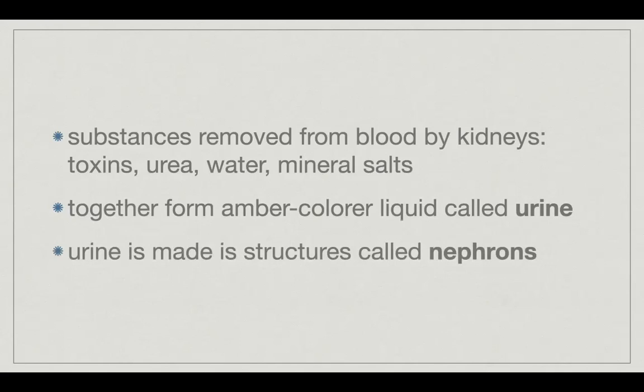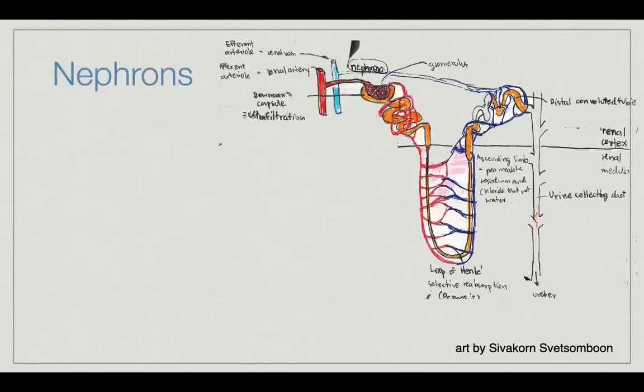Now, inside the kidney, you have about 1 million per kidney of a structure called a nephron. The nephron is the functional unit of the kidney. What I mean by that is the function of the kidney is to filter the blood, and the structure inside the kidney that actually does the filtering is the nephron. That's why we say it's the functional unit of the kidney, because of the function.